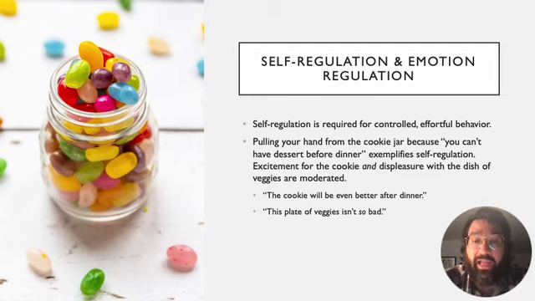Excitement for the cookie and displeasure with the dish of veggies are moderated. The cookie will be even better after dinner. It'll taste even better as a treat afterward. Or, this plate of veggies isn't so bad. These are examples of regulating displeasure that we're having, and the capacity to do that is a sign of healthy emotional development.